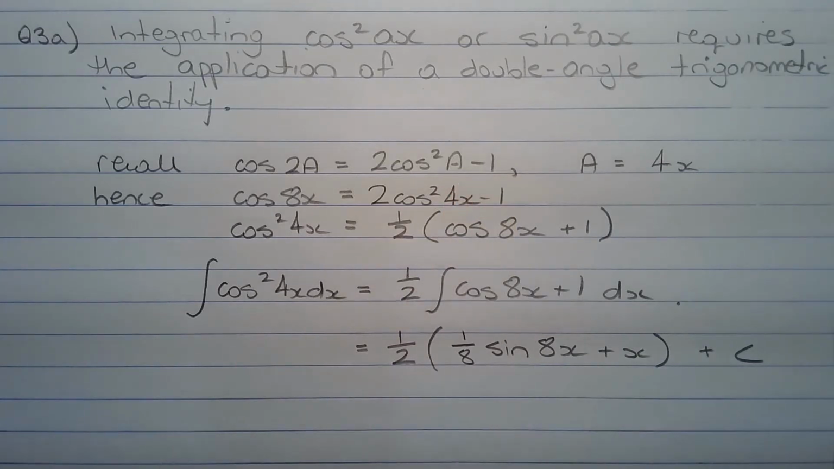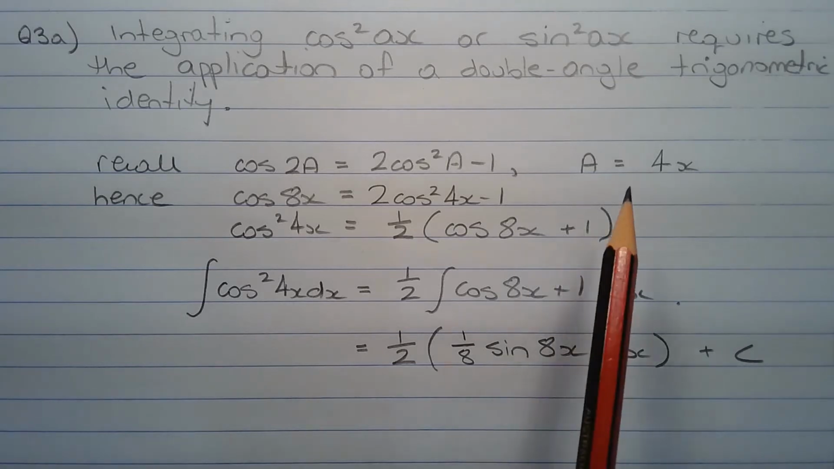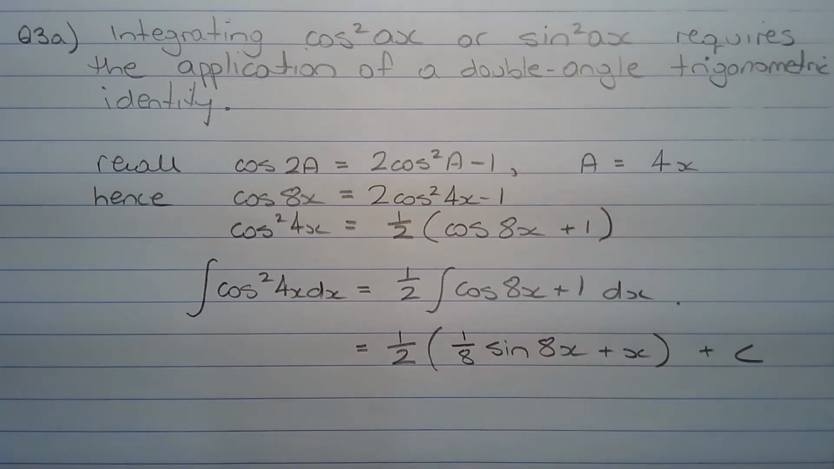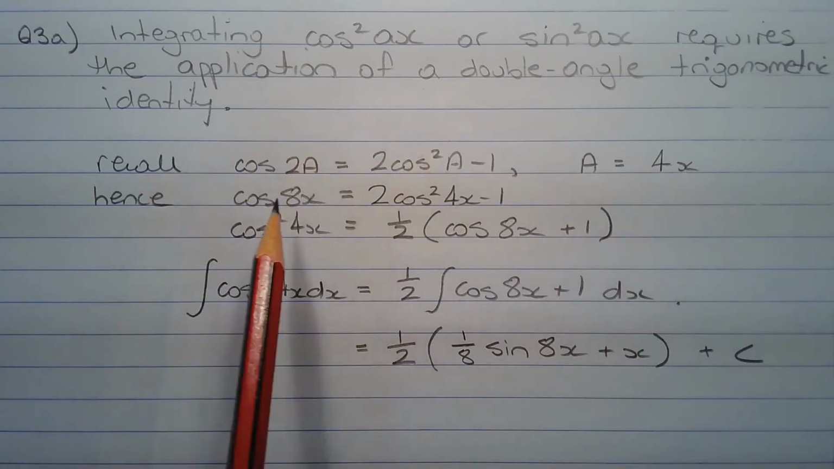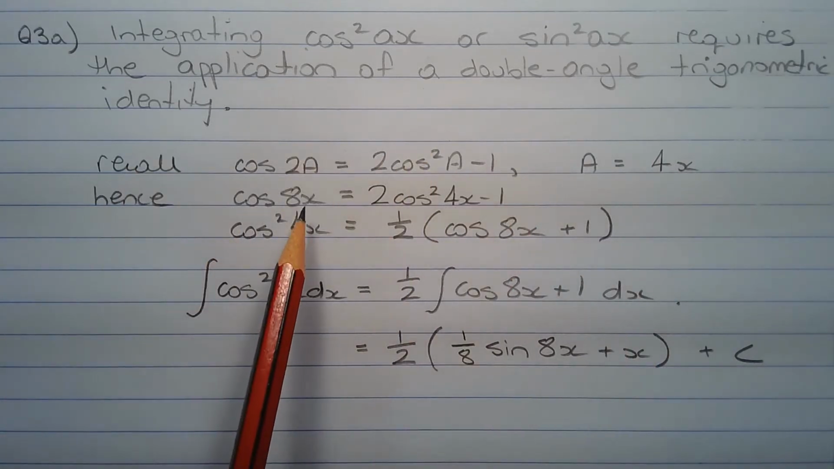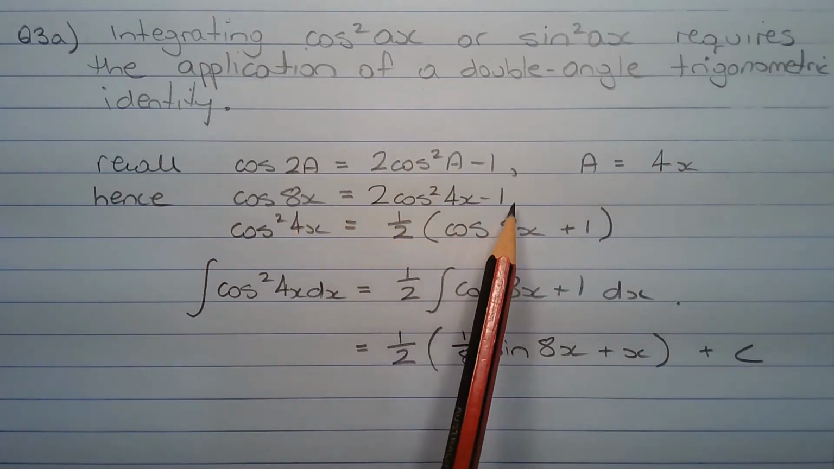Now the question is asking for the integral of cos² 4x. So in this case, we're going to set a equal to 4x, so substituting 4x for a into the identity, we're going to have cos 8x is equal to 2 cos² 4x minus 1.